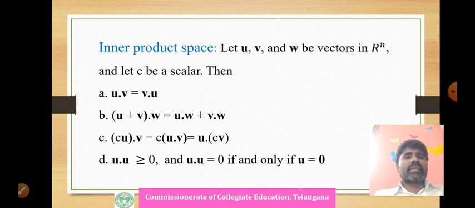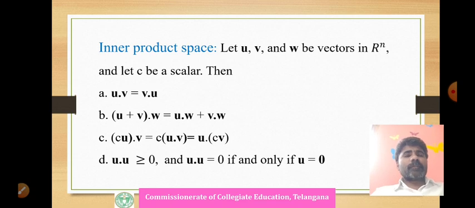And let c be a scalar, any scalar quantity. It could be 2 or 3, 5, minus 1 by 5, minus 2 by 5, whatever, it is a scalar quantity, not a vector quantity. Then R^n is said to be a vector space, and with respect to the previous inner product, if every vector u, v, w satisfies the following conditions, then R^n is said to be an inner product space.